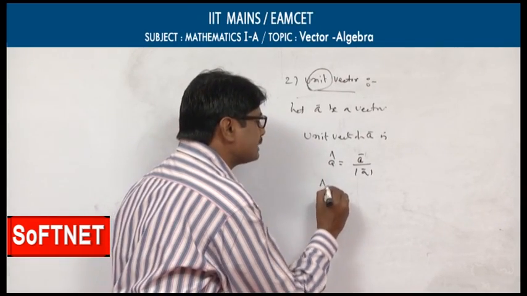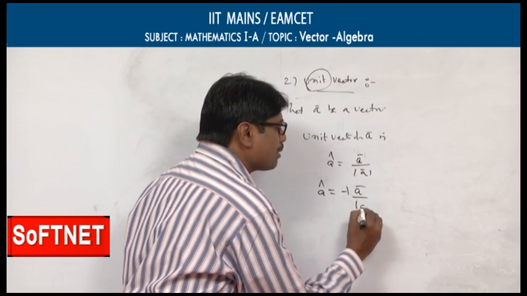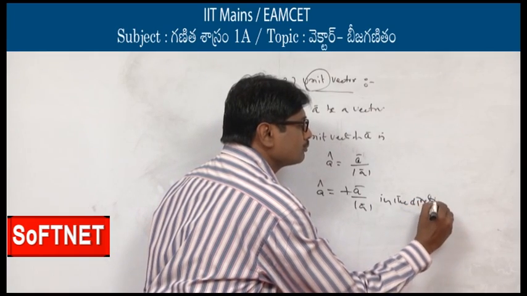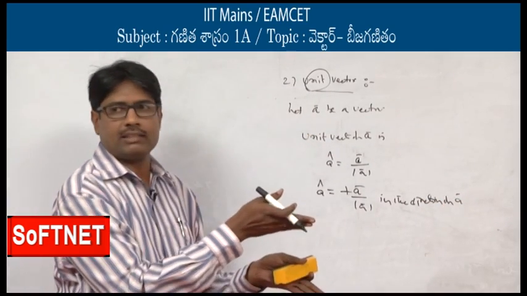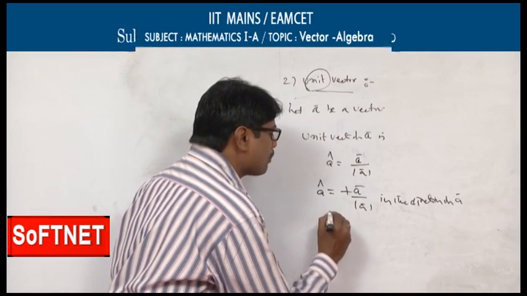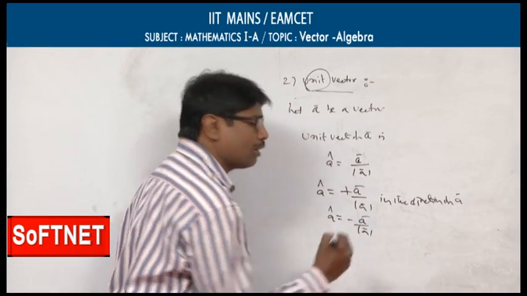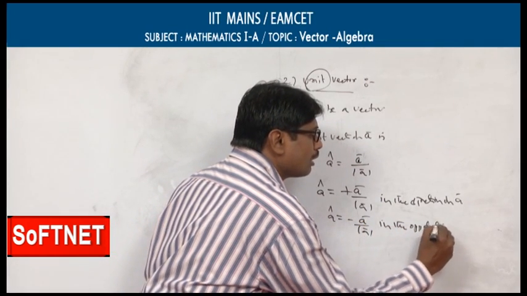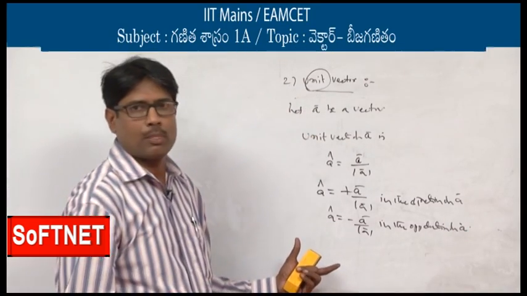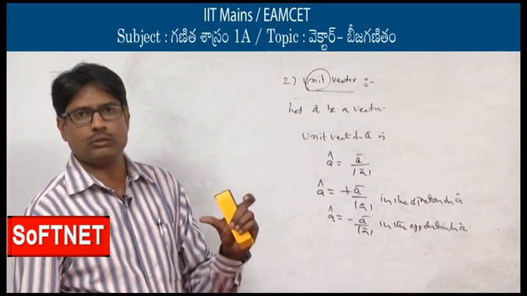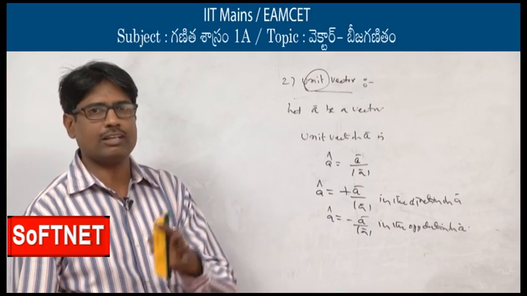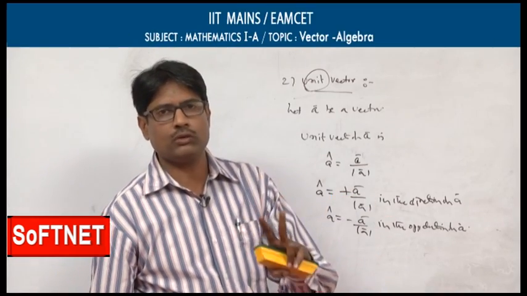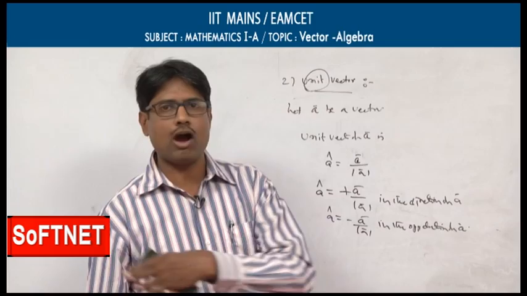If a cap is equal to plus a bar divided by mod of a bar, in the direction of a bar, it means the unit vector is in the direction of a bar. And a cap is equal to minus a bar divided by mod of a bar, in the opposite direction of a bar. A unit vector is a vector whose magnitude is 1 unit and whose direction is along the vector or in the opposite direction. For every vector there will be 2 unit vectors, in the same direction and in the opposite direction.